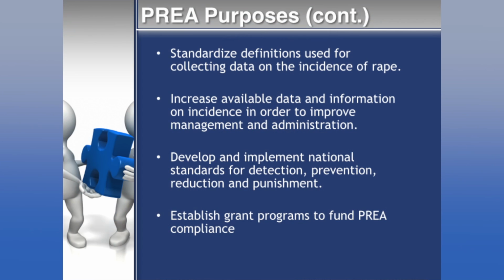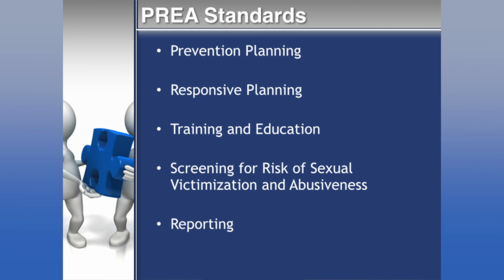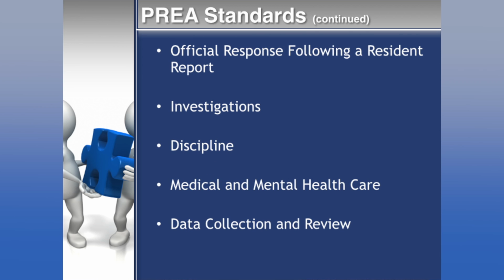PREA also provides standardized definitions used for collecting data on the incidences of rape. It increases available data and information on incidents in order to improve management and administration. PREA develops and implements national standards for detection, prevention, reduction, and punishment. And it also establishes grant programs to fund PREA compliance. PREA standards deal with prevention planning, responsive planning, training and education, screening for risk of sexual victimization and abusiveness, and reporting. It also deals with official response following a resident report, investigations, discipline, medical and mental health care, and data collection and review.